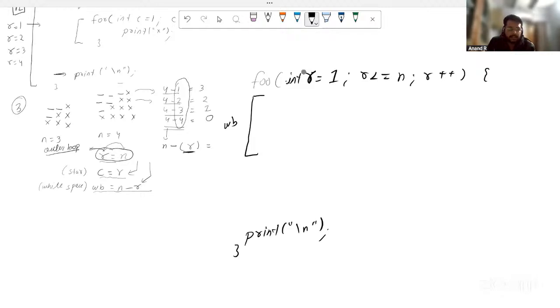Can I say that again? The way I was converting the condition, similarly, I'll convert this condition. So for int wb is equal to 1, wb less than or equal to n minus r, and wb plus plus. Do you agree with this condition or not? See, whatever relationship you have identified, I'm just converting into the condition. Ankita and Rudra, is this clear to you? What about you, Ankita? Is it clear?